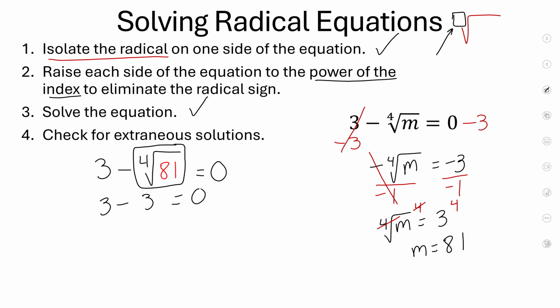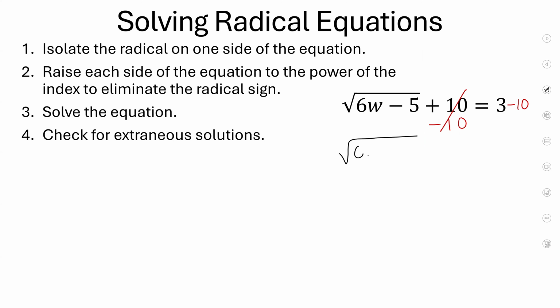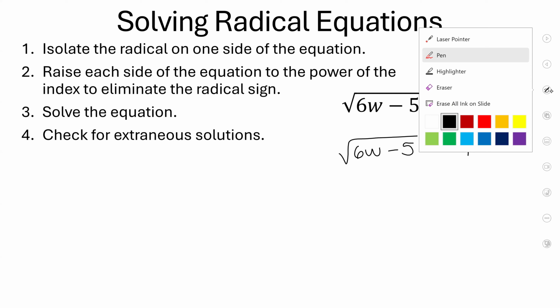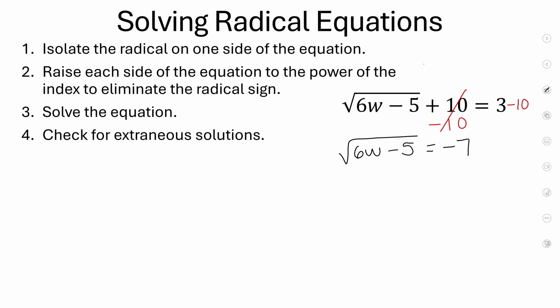Here's my radical. I'm going to isolate it. So I'm going to subtract 10 from both sides. I am left with the square root of 6w minus 5 equals 3 minus 10, which is -7. So let's pause here and write some notes. Whenever you have a radical equaling a negative number, just like I have here, the answer is no solution. And this only applies when your index is even.